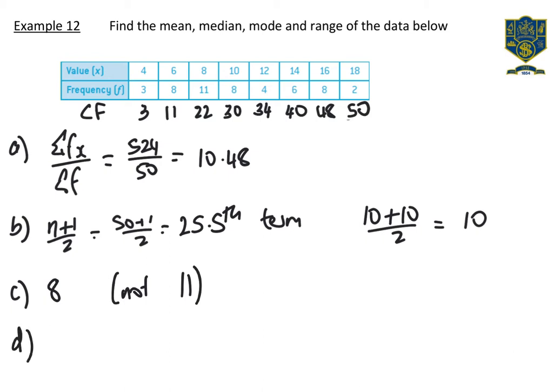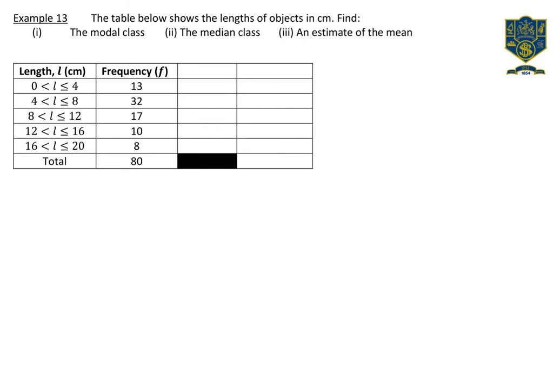In part D, the range, so the highest value is 18, the smallest value is 4, so 18 minus 4 is 14. Our next example shows the frequency distribution, and we've got groups this time.